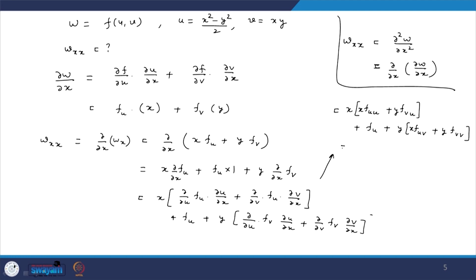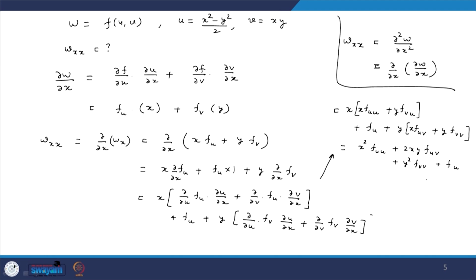So, let us simplify it further. So, it is x squared f_uu plus, I am assuming here that f_vu is equal to f_uv. So, that means it is equal to 2xy times f_uv, plus y squared times f_vv, plus f_u. So, this is the final expression for w_xx. Similarly, if you want to find out w_yy, using the same lines we can easily find out w_yy also.